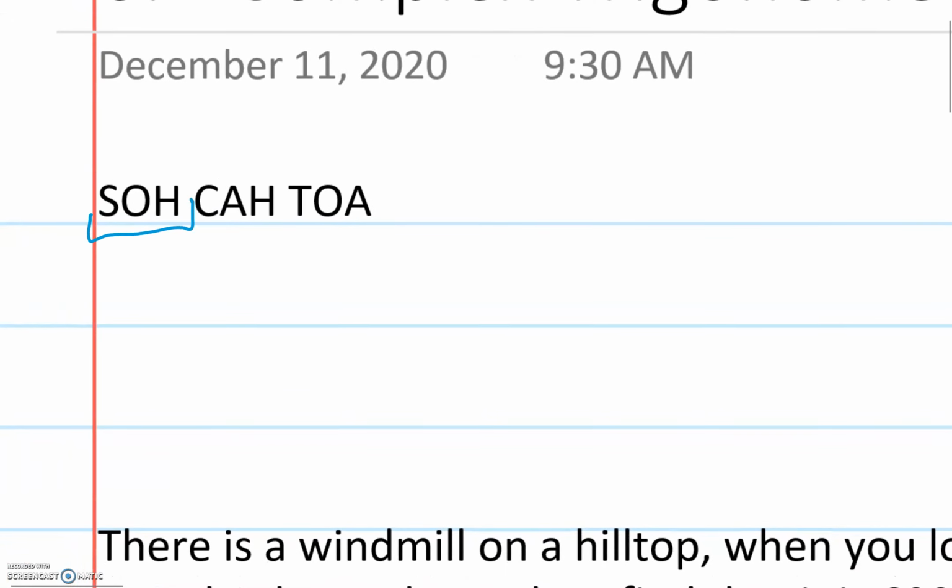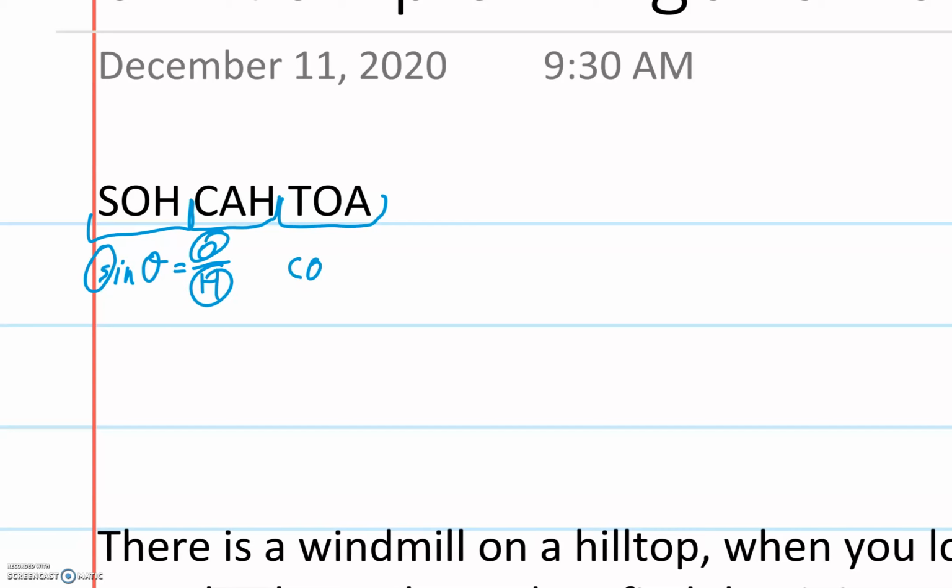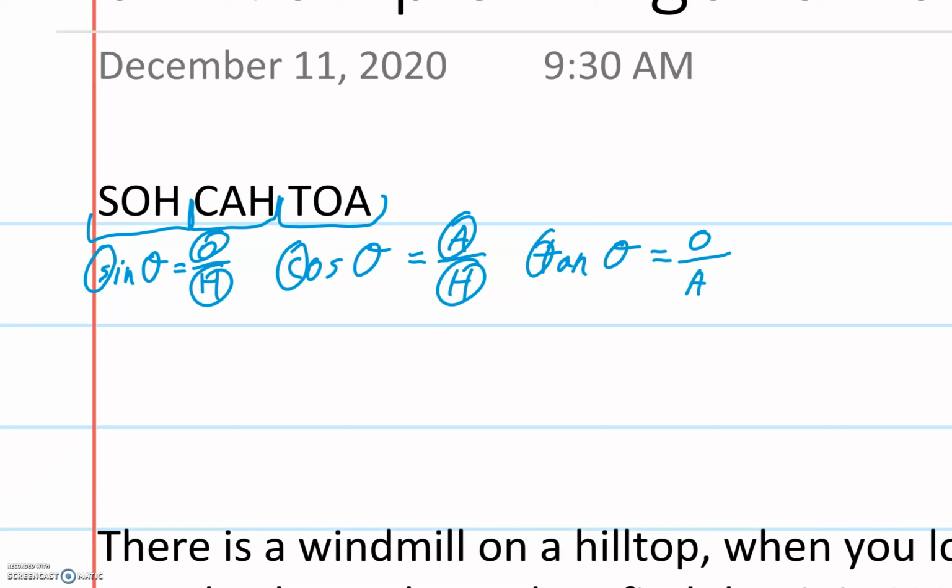SOH CAH TOA is an acronym that helps us remember three different equations and their orders, basically. The first one is SOH, which is sine of the angle equals opposite over hypotenuse. Then CAH: cosine of the angle equals adjacent over hypotenuse. And the last one is tan of the angle equals opposite over adjacent, TOA. So that's SOH CAH TOA.